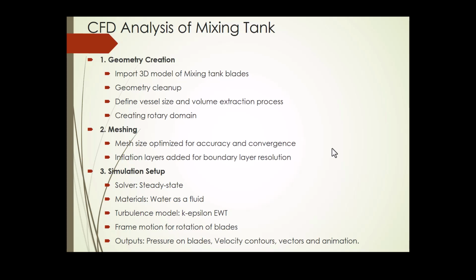Then, in order to mix the fluids, we will require one rotary domain, which we will be using as a prop, which we can rotate in the fluid. After that, the second step is meshing. In the meshing, we will be using the optimized mesh, which will be enough to generate a good mesh size with the skewness and the orthogonal qualities. And we will be using inflation layers, which will accurately capture the boundary layers.